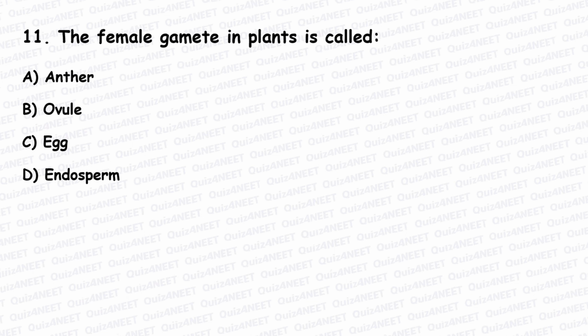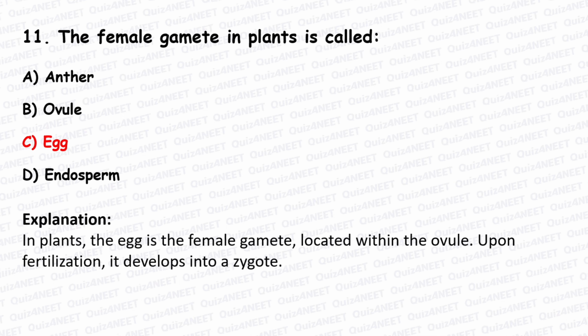11. The female gamete in plants is called: A. Anther, B. Ovule, C. Egg, D. Endosperm. The right answer is C. Egg. Explanation: the egg is the female gamete found within the ovule. Upon fertilization, it develops into a zygote and later into an embryo.